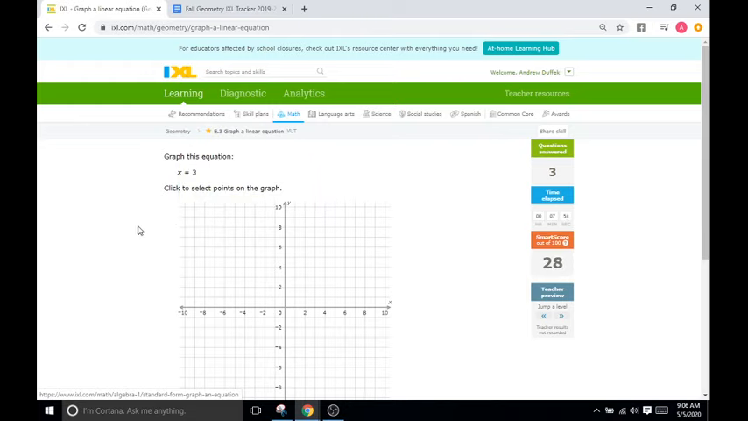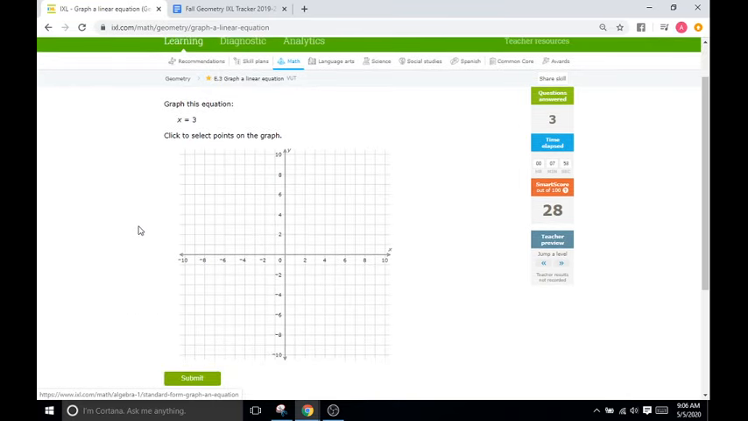Good. Graph the equation x equals 3. Again, going back to transformation stuff. If you remember transformation stuff, this is a breeze for you. So the equation of this line is x equals 3. That's just saying, where does 3 fall on the x-axis? Well, right here, and then it just goes straight up. So like that.